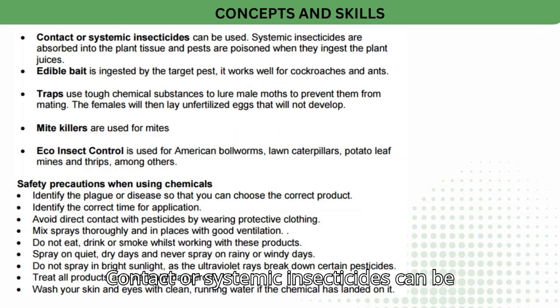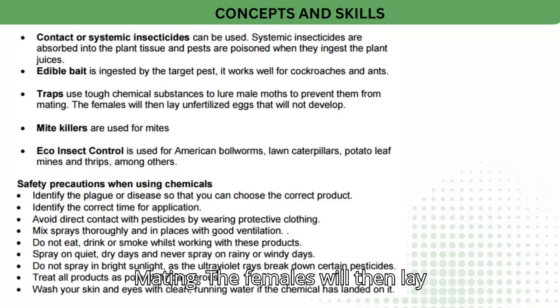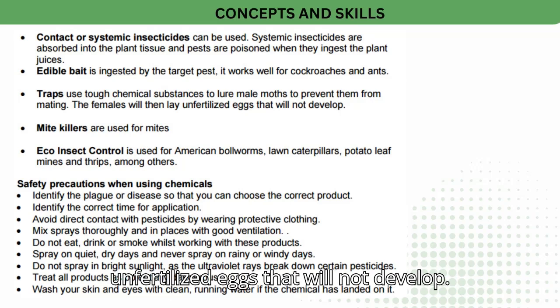Contact or systemic insecticides can be used. Systemic insecticides are absorbed into the plant tissue and pests are poisoned when they ingest the plant juices. Edible bait is ingested by the target pest. It works well for cockroaches and ants. Traps use strong chemical substances to lure male moths to prevent them from mating. The females will then lay unfertilized eggs that will not develop. Mite killers are used for mites. Eco-insect control is used for American bollworms, lawn caterpillars, potato leaf miners and thrips, among others.